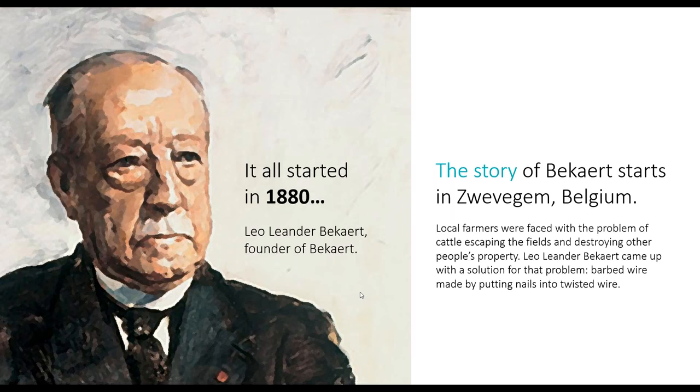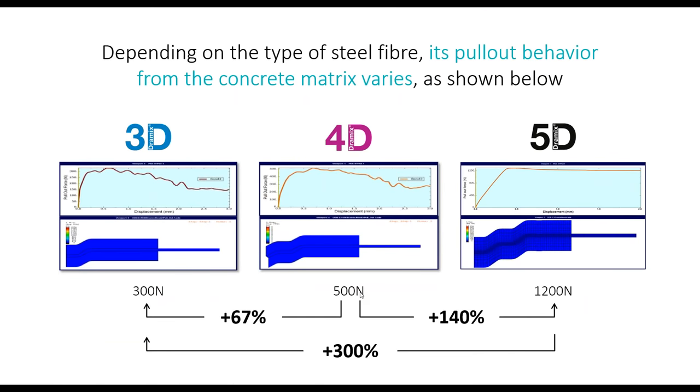Today, for our topics, we will talk about three different types of fibers produced by Bekaert. They are called the Dramix steel fibers. In our solution in SCIA Engineer version 18, you can use those three types of fibers in combination with traditional reinforcement to reinforce your floor system.